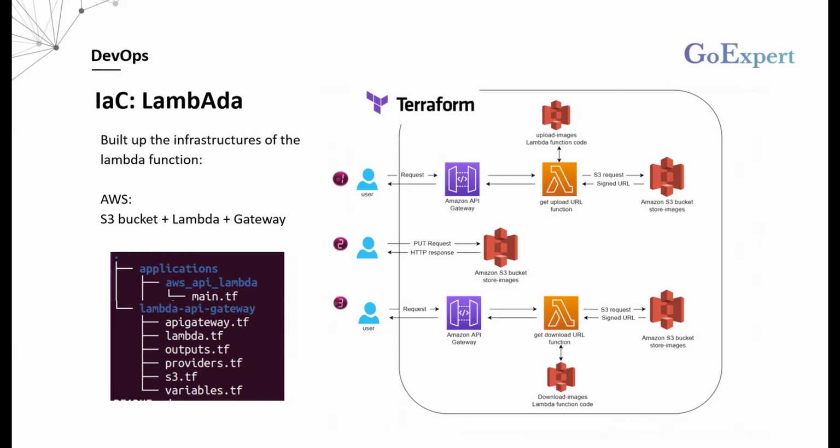Look at the right picture. The first and second steps in this picture are the functions for users to upload images. The third step is the ability for users to download images. Then look at the left bottom picture. This one shows the files of the Terraform code. We used these code files to build this structure. Next page.